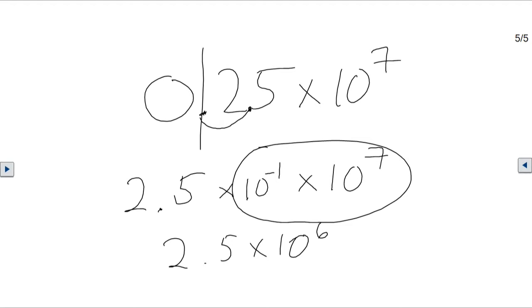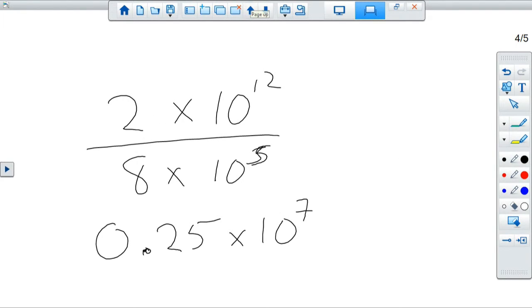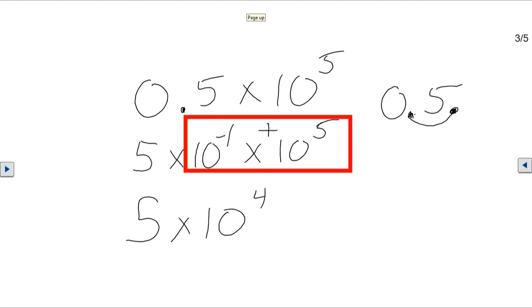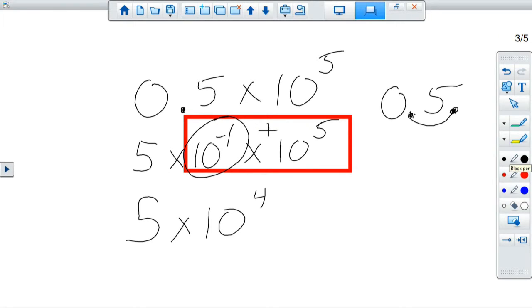Now, if you notice what's happening here, let me flip back to a previous one. When I simplified, I ended up with 0.5 times 10 to the 5th. My final answer is 5 times 10 to the 4th. So I'm basically adjusting my front number to make it at least 1 and less than 10. And then notice my exponent goes down 1. I end up having to multiply by 10 to the negative 1st.